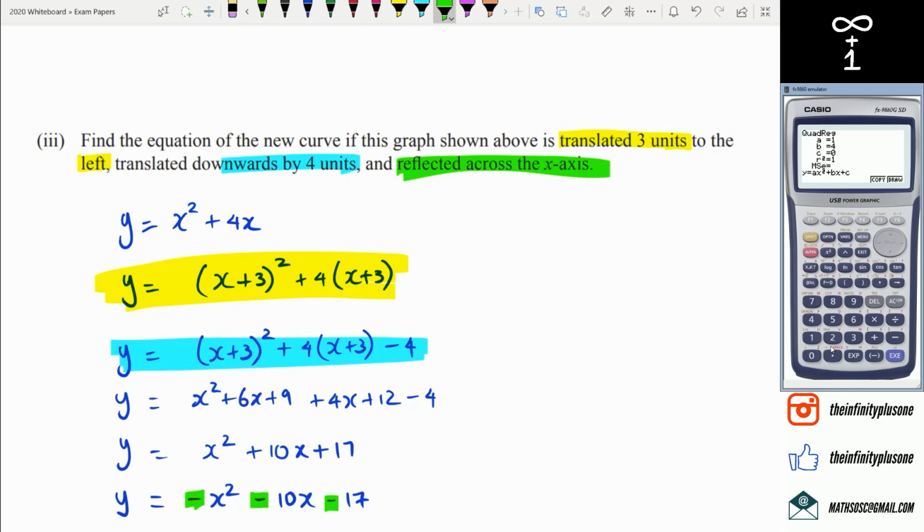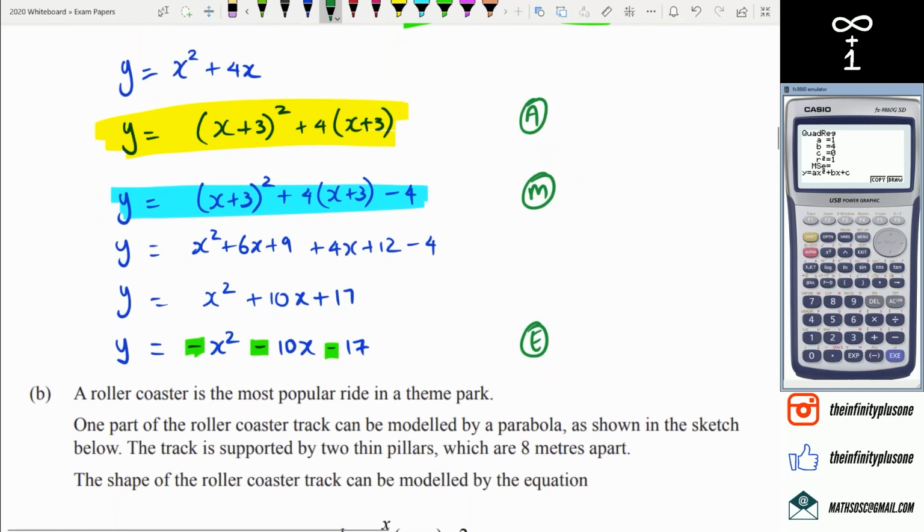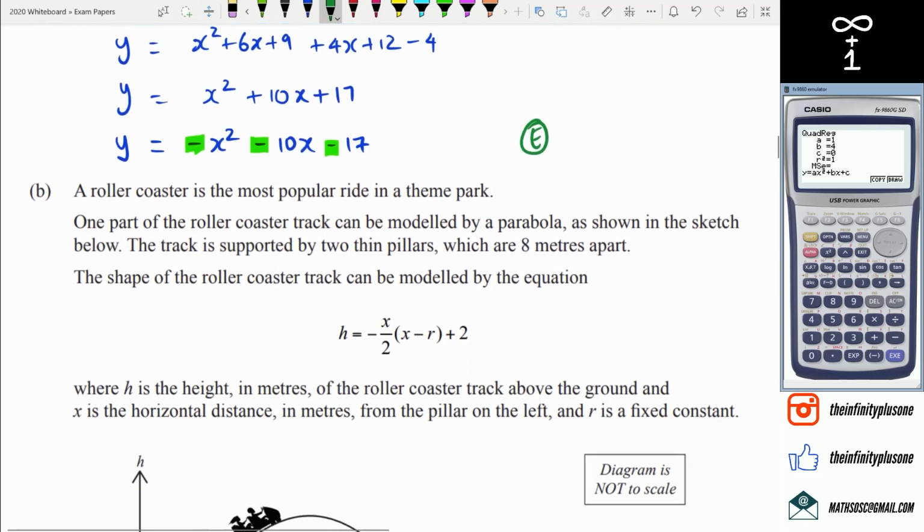So how this is going to work grades wise is getting one translation gets you achieved, getting the second one gets you a merit, and getting the third one gets you an excellence. But you don't have to do all of these steps. Like, you can actually just put the final answer as is, and you can also get excellence for this. I've just shown you guys kind of like the extended way of doing this. All right, so let's go to the next question.